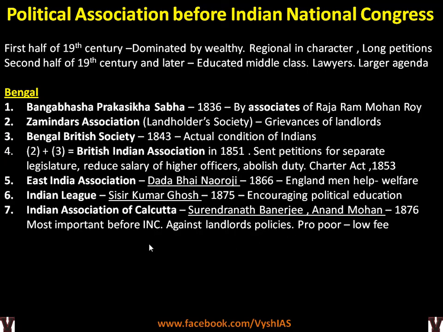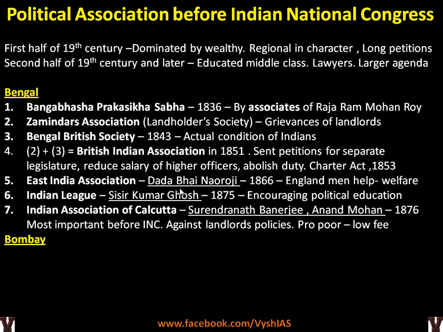This is the most important before the INC. Before the Indian National Congress, if anybody could reach a lot of people or create some impact for the Indians, it was the Indian Association of Calcutta. It was against the landlord policies and was more pro-poor, and it had a low fee for its membership. All these bodies used to charge fees for membership, but this had a very low fee, so it was pro-poor. So these are the important bodies in Bengal.